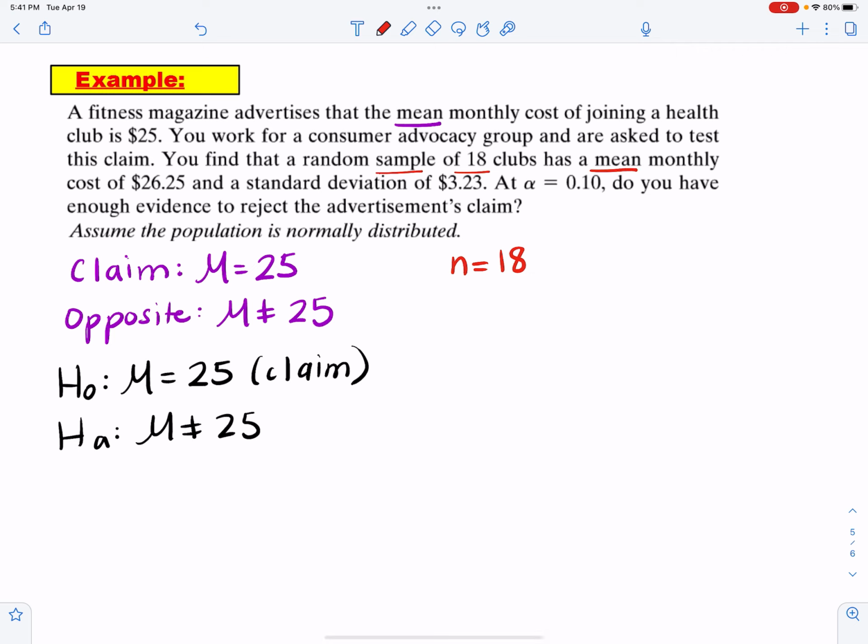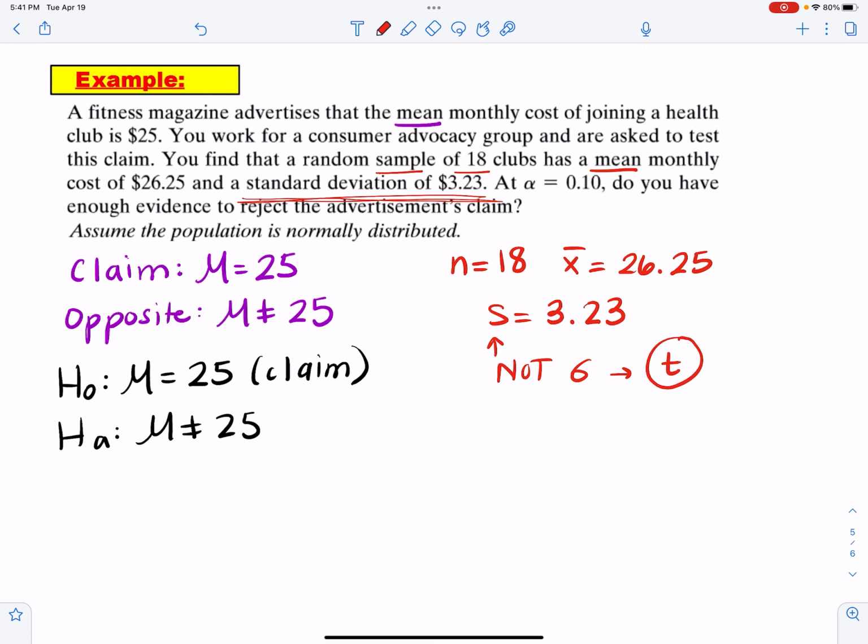And the mean of the sample, that's X bar, is $26.25. And then here's what's super important, all right? The standard deviation is $3.23, but this is not given as a population standard deviation. It's given as the standard deviation of the sample only. So since this is a case where I do not know the value of sigma, that's how I know this is going to be a t-test, not a z-test.